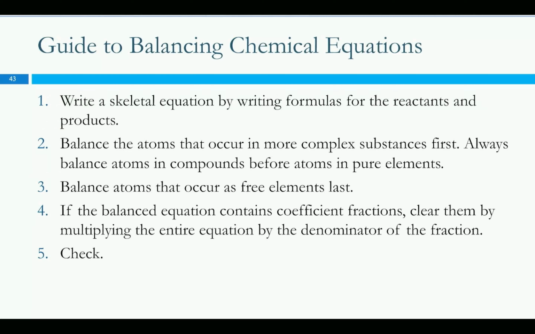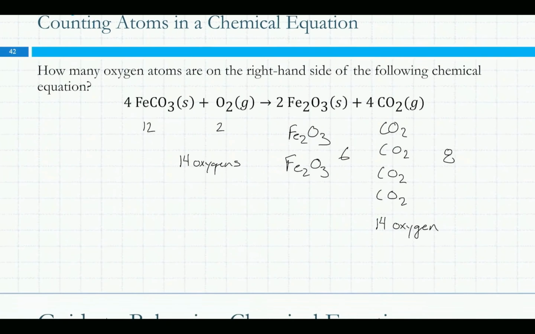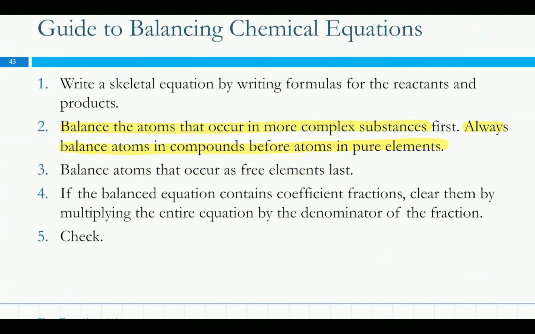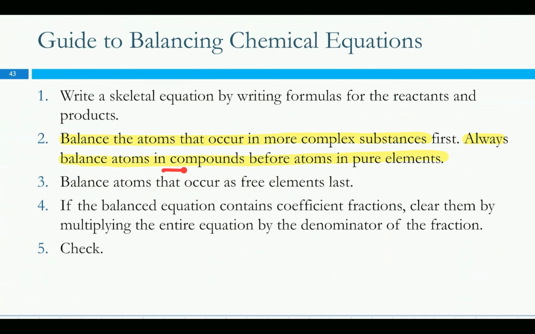And then this next step is the one where it'll save you some time. Balance the atoms that occur in more complex substances first. And always balance atoms in compounds before atoms in pure elements. Does anybody know why? So if I go back to this, why do I want to balance... it says always balance atoms in compounds before atoms in pure elements.